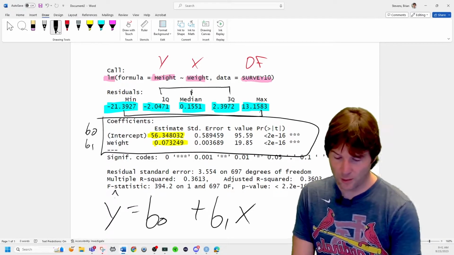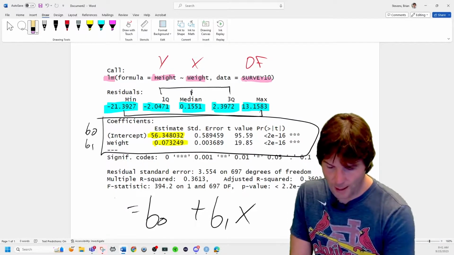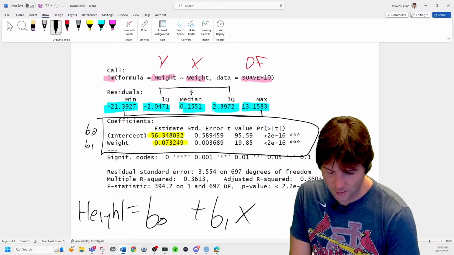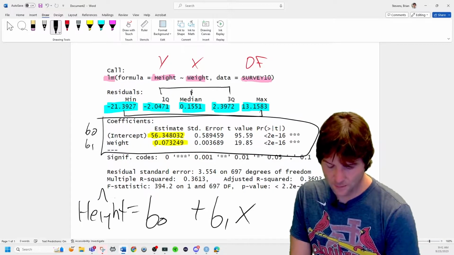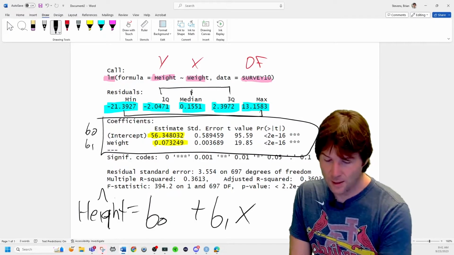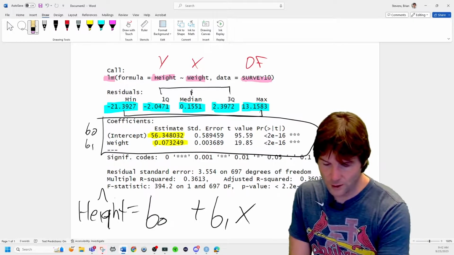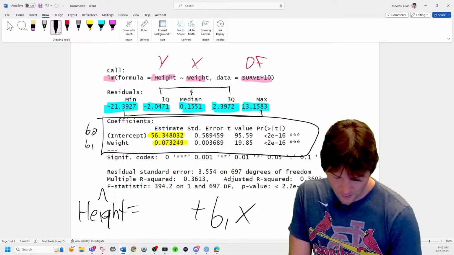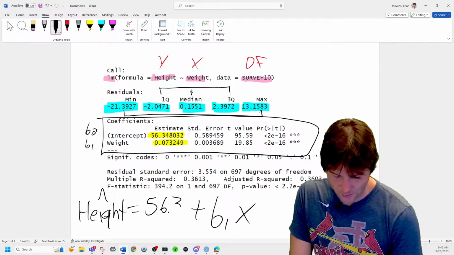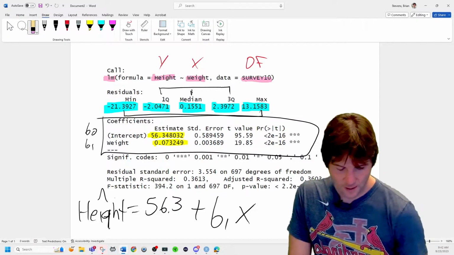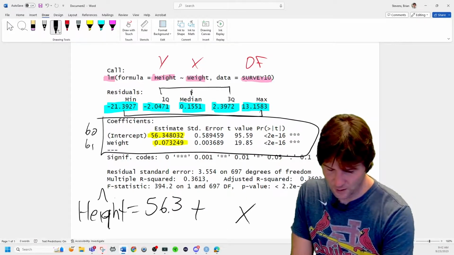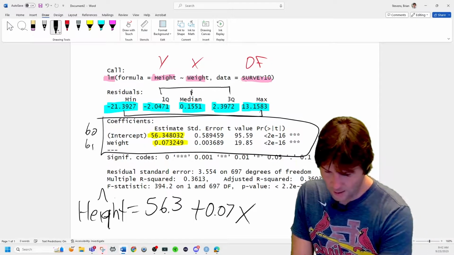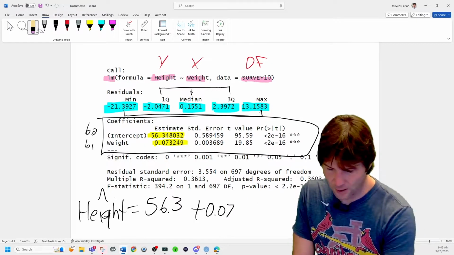And with this, we can now replace the values. Well, y hat is predicted height. So we're just taking the name of the y variable up top. Predicted height. And then B0 is just the coefficient, or the estimate, of the intercept. So now 56, we'll round it to one decimal, 56.3. And then B1 is the coefficient of the slope. And over here, we put the name of the x variable.